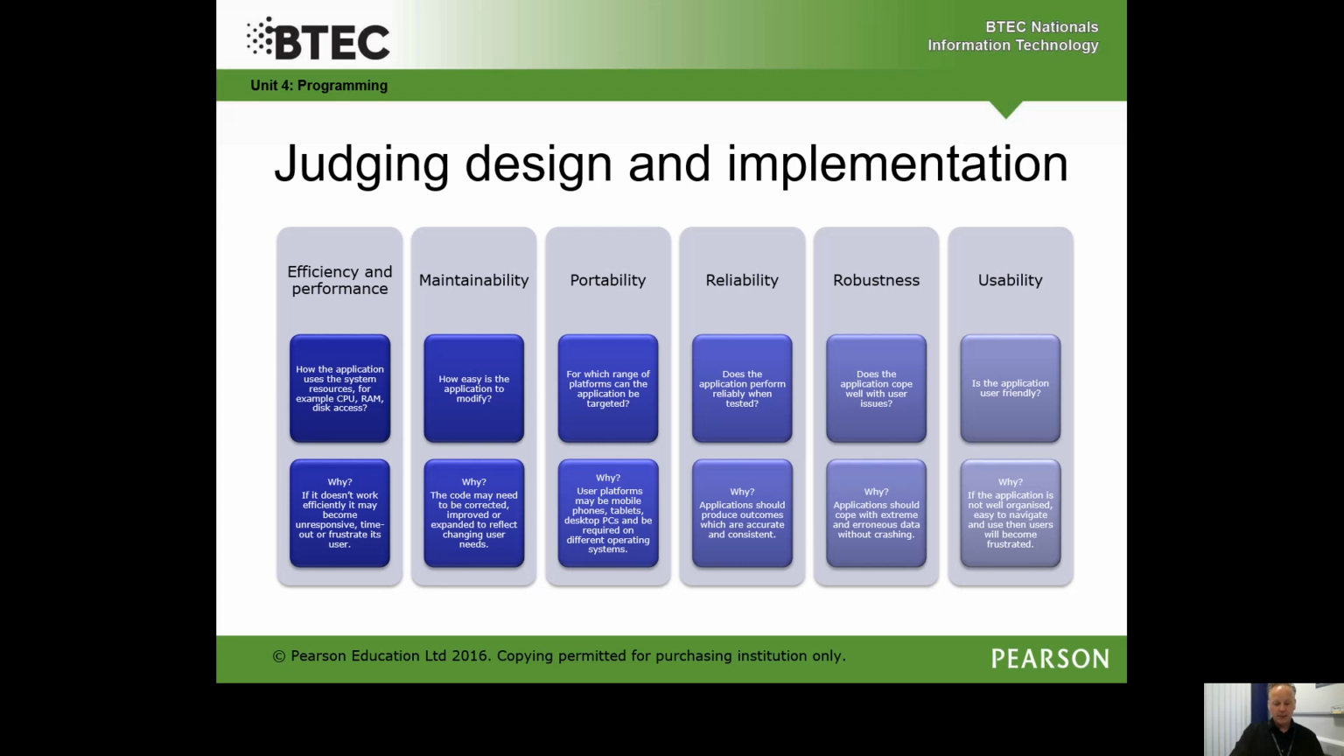Next up is robustness. Robustness is the measure of the program's code quality, particularly when the program is tested to ensure that extreme and erroneous data can be processed without causing the whole program to crash. So it will accept errors, but it will tell you that there are errors, but not actually crash the entire program.